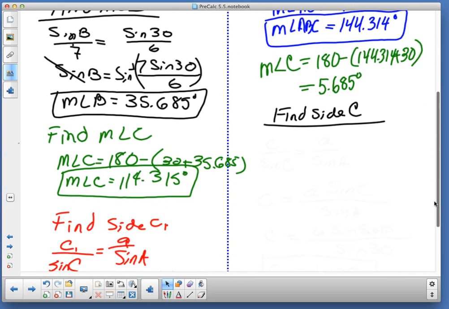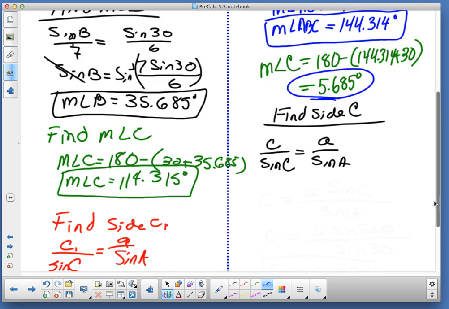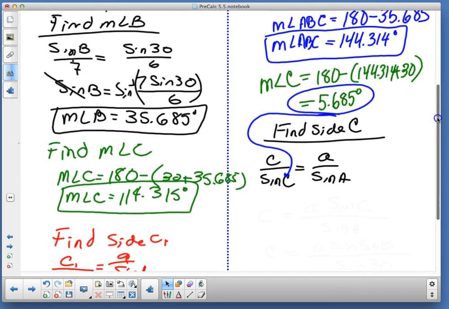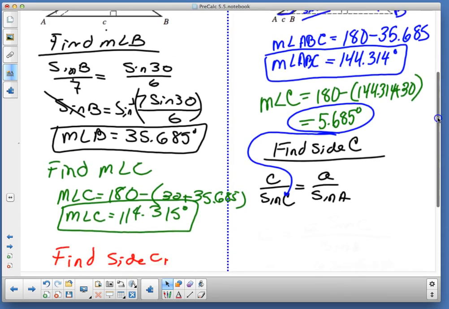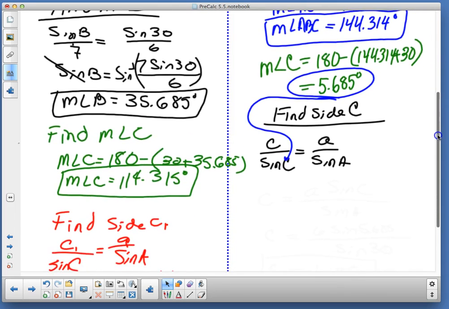Now to find side C, we're going to take c over sine of C, and that's a small c, the length of the side is what we're looking for. The sine of C, we just found C, which is right here, and we're going to put that in right there. And we were given A at the beginning of all this, and our A is up here at 6, and our capital A is 30 degrees.